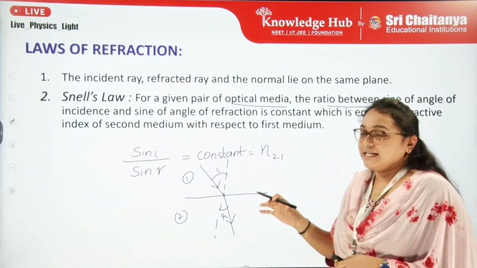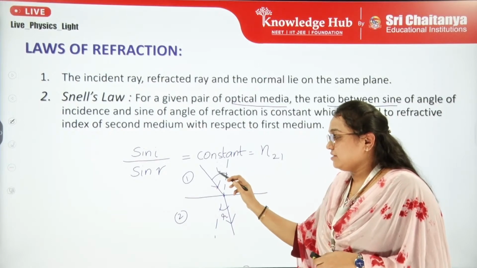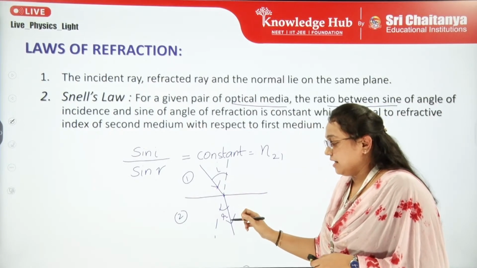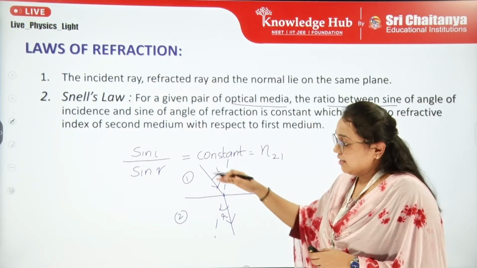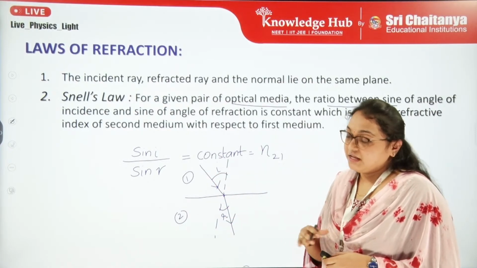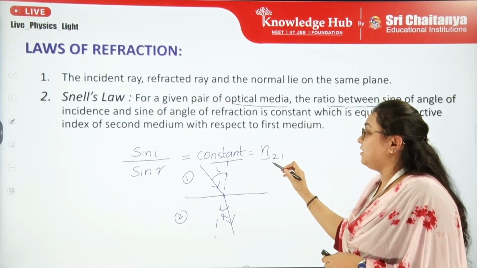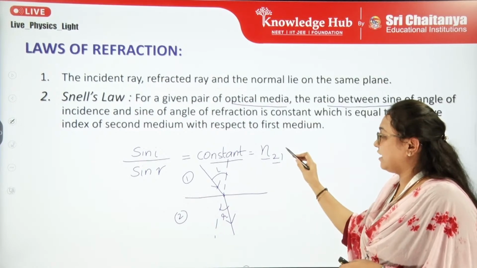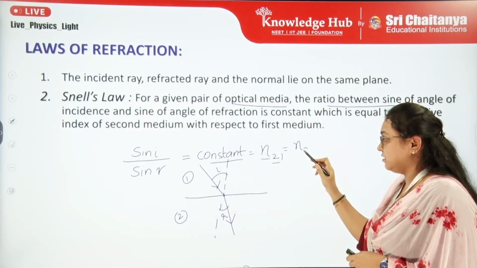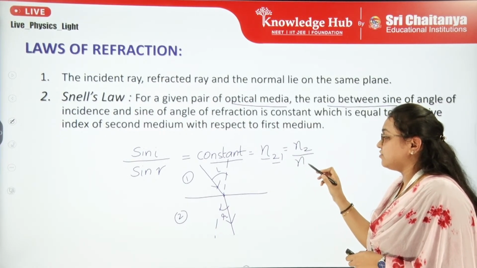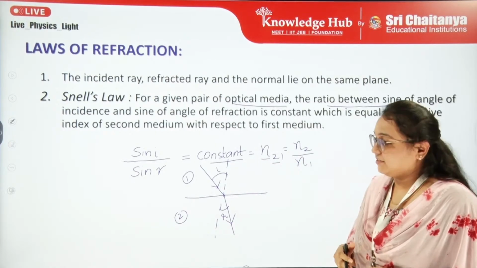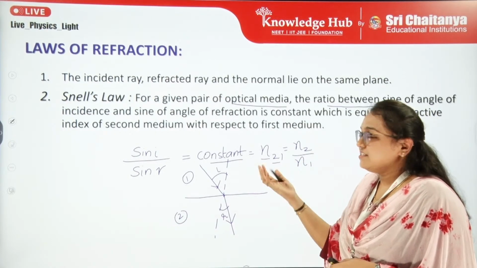So the law states that sine of this angle by sine of this angle value is always fixed for a given pair of media. And that fixed value is nothing but n21, which is nothing but refractive index of second medium divided by refractive index of first medium. This has to be clear. Right, what does this mean again?